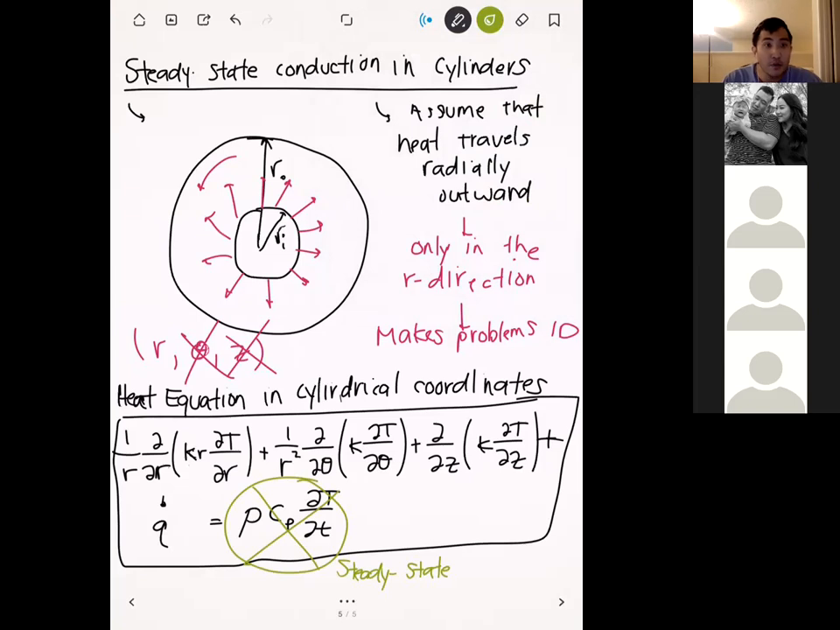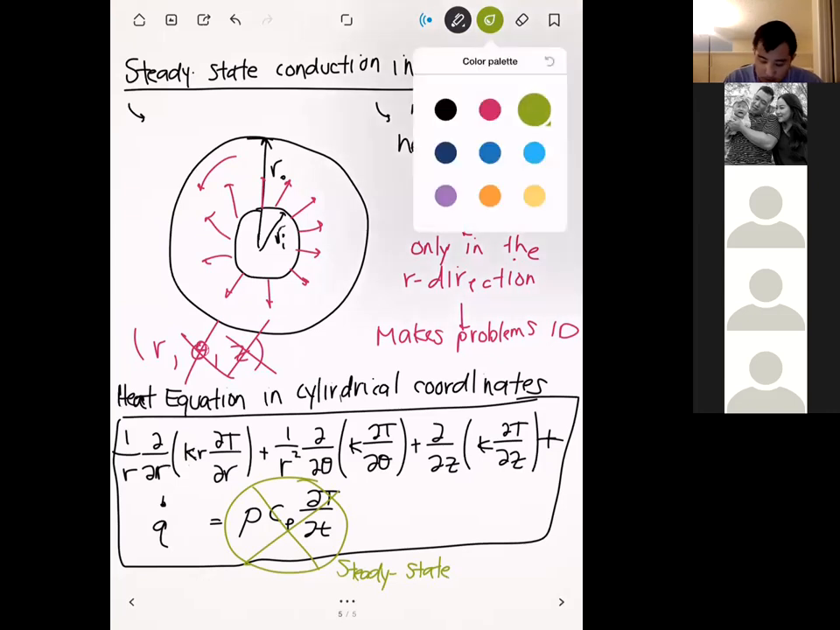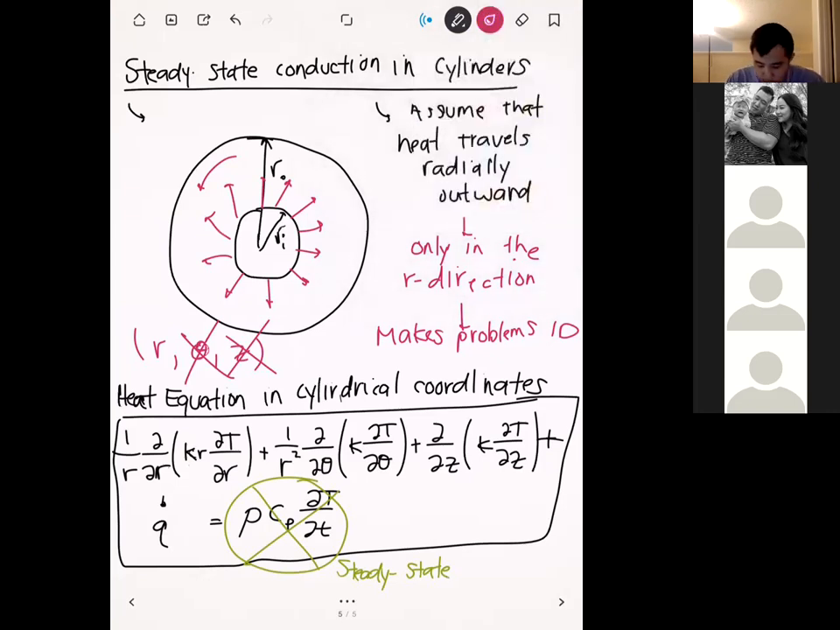And with the steady state assumption, we can cancel out any derivatives with respect to time. And so that guy goes away, okay? And so the next assumptions that we're going to make have to do with what I've circled and crossed out right here. Since in these problems we're only going to consider the radial direction, any derivatives with respect to theta and any derivatives with respect to z, we can go ahead and cancel those out, okay? And so let's look at our equation here and find any derivatives with respect to theta and z.